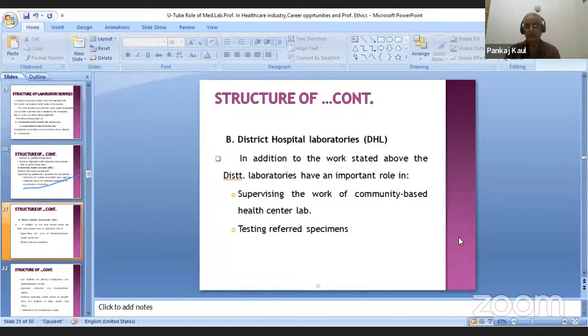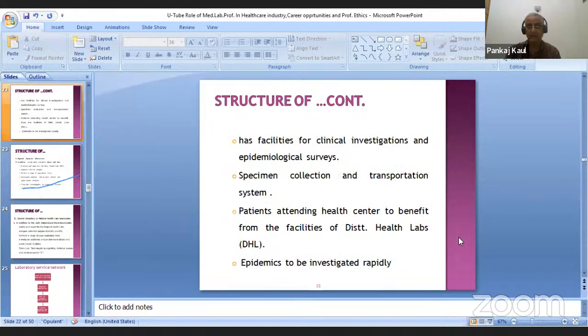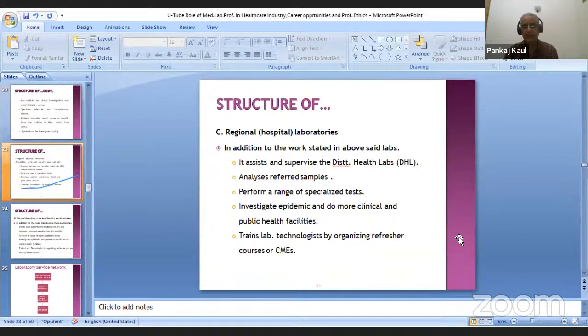District hospital laboratories, in addition to the work which I have stated above, have an important role to play. They must supervise the work of community-based health center labs and test referred specimens which come from there. They must have facilities for clinical investigation and epidemiological surveys. A specimen collection and transportation system should be there, and patients attending health centers must benefit from the facilities of district health labs. Epidemics are to be investigated rapidly at this level. Then come the regional hospital laboratories.